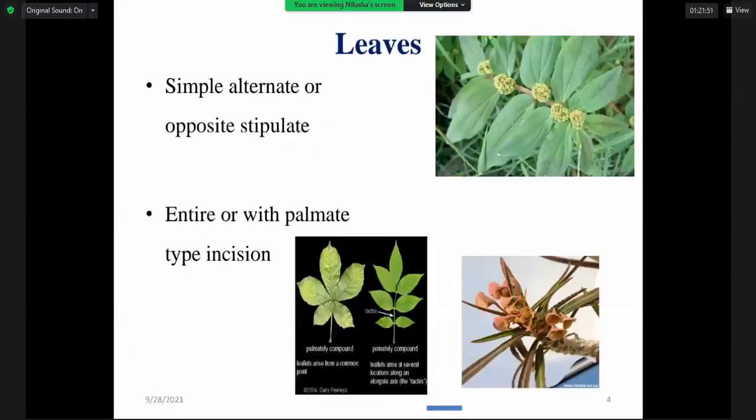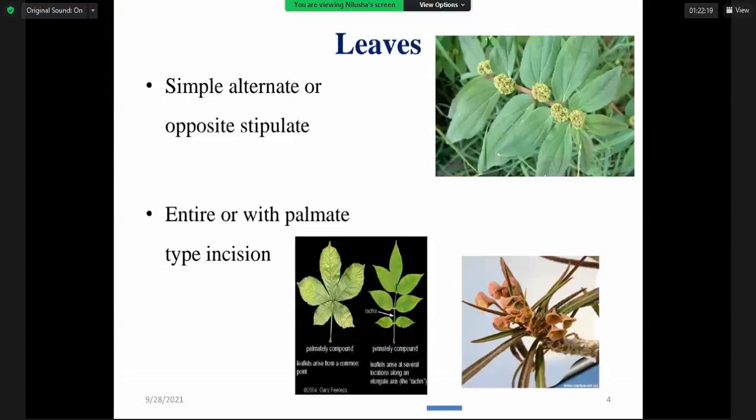Now we are going to see the leaves of this family. These leaves are simple, alternate or opposite, stipulate leaves. I think you all already know this. What is simple alternate or opposite stipulate? I think now you have learned about these characters.